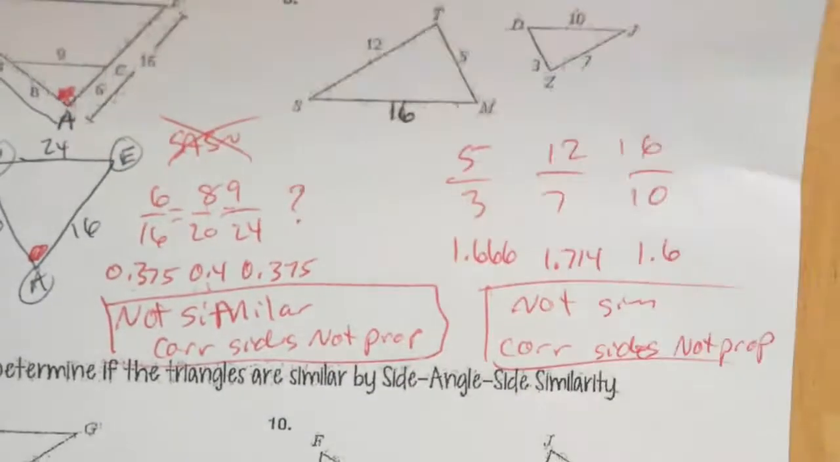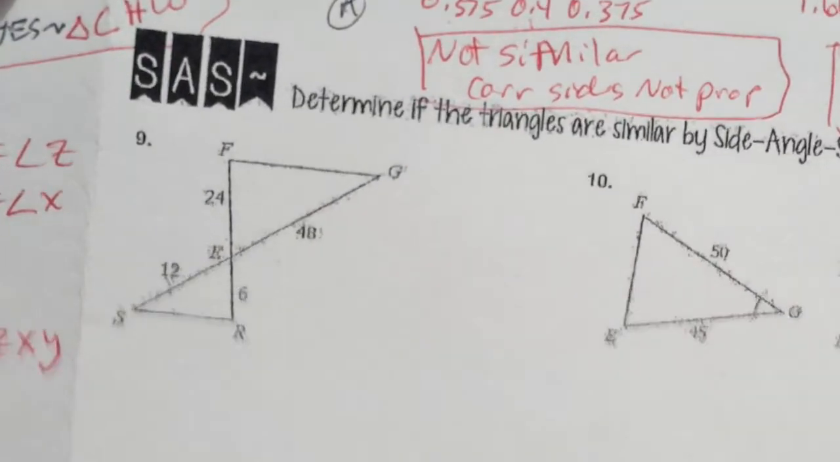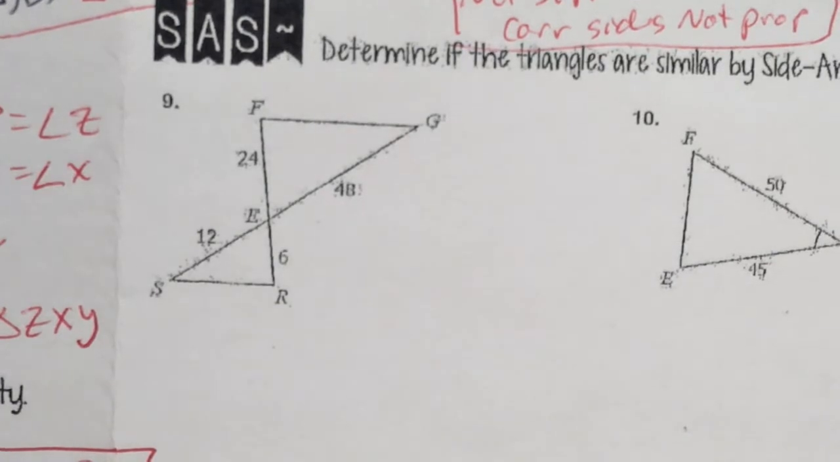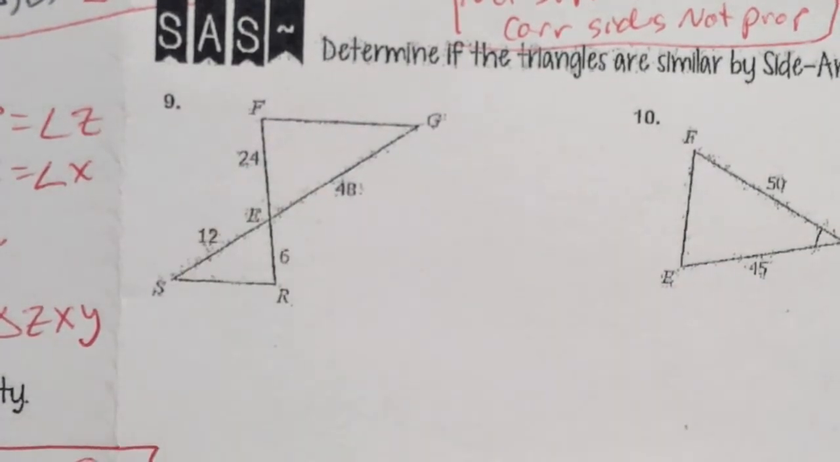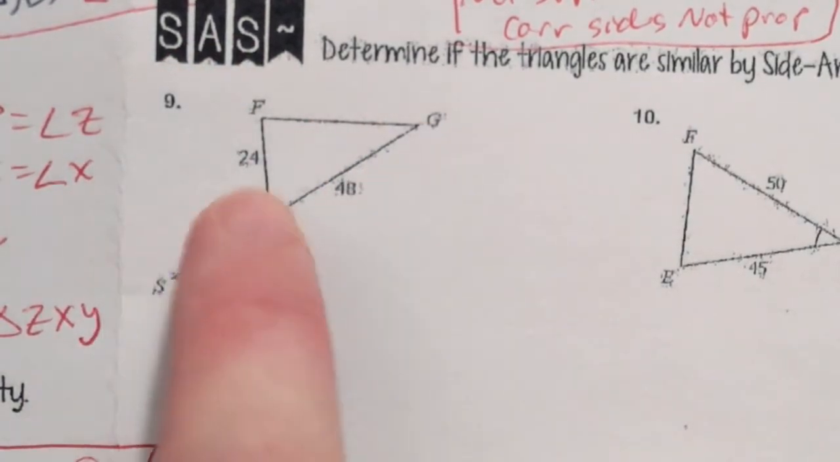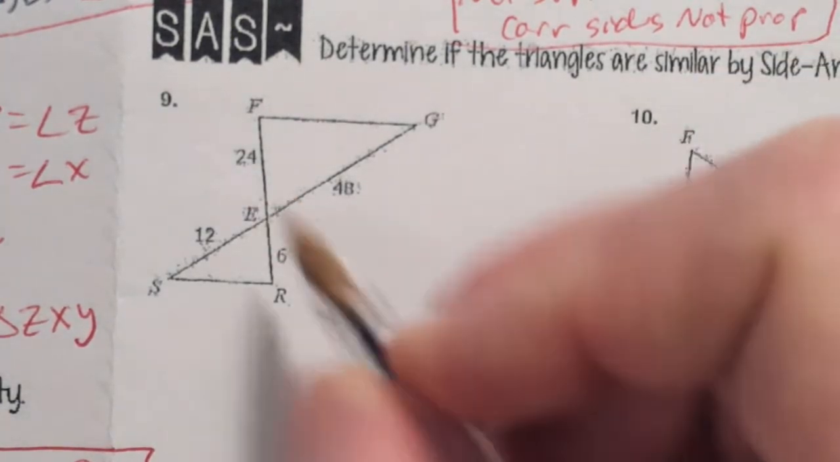All right, 4 more problems, and then we'll be done. You guys are doing great. Just stick with it. Okay, so on this one right here, how many sides did they give us? They gave us 2 sides. So 2 sides on this triangle, 2 sides on this triangle. So we're probably going to be using SAS similarity.